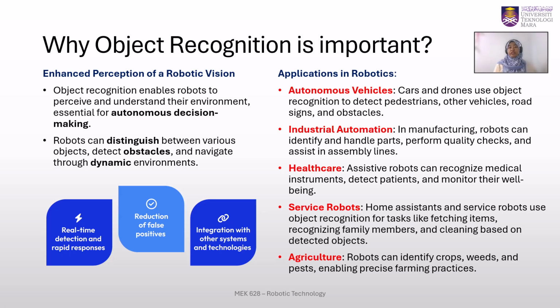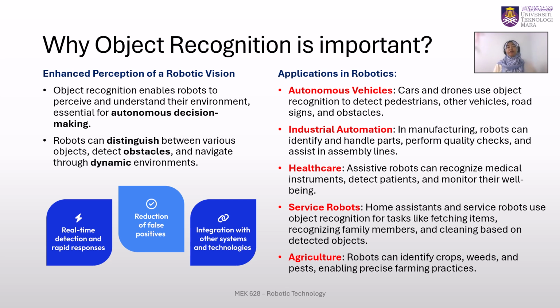So why is object recognition important? Because the robot needs to perceive and understand its environment so that it can make decisions. The robot can distinguish between objects, and between objects and obstacles, and after it detects the obstacles, it can navigate dynamic environments freely and safely. All right, and these are some of the applications in robotics that need object recognition. For example, autonomous vehicles. They need to detect obstacles. The obstacle can be a car, a person, or a motorcycle.